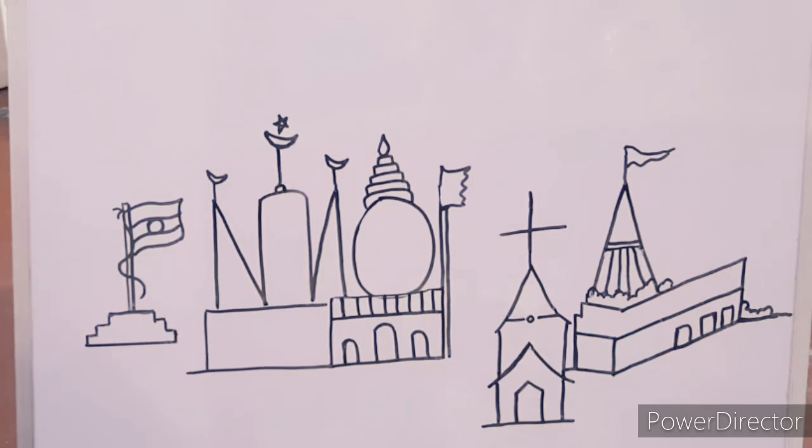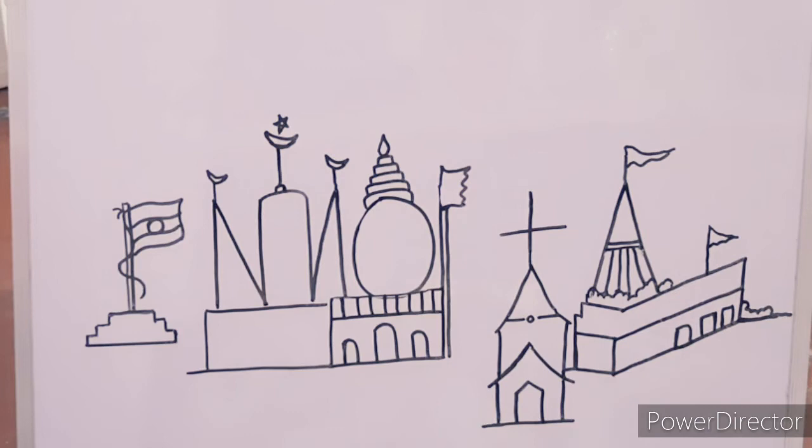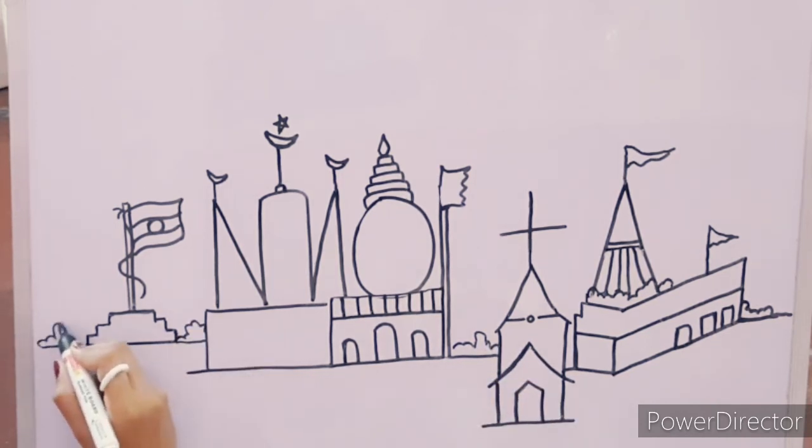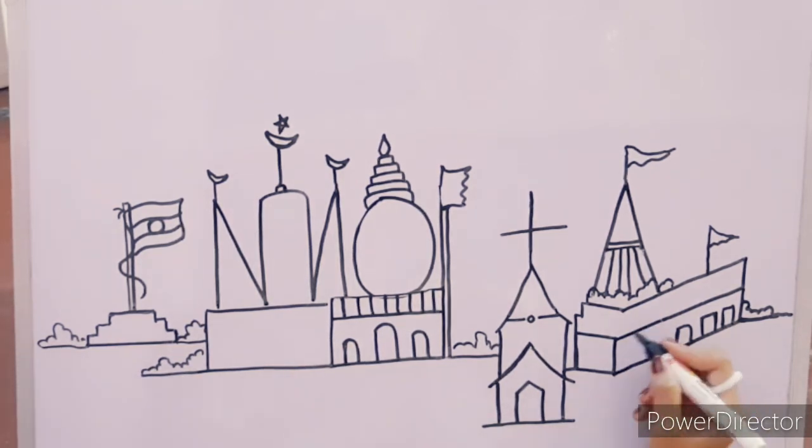And now to complete the composition we will add few more grass. See, like this way with the curved line we are going to do that to give it a nice look.